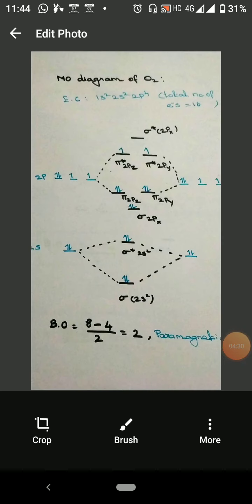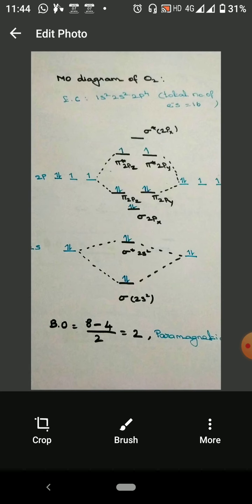Next example, the oxygen molecule. The atomic number of oxygen is 8, so the electronic configuration is 1s2 2s2 2p4. The total number of electrons of the oxygen molecule is 16. So we apply the second order. That means in this condition, after filling the 2s orbitals, the electrons enter the sigma 2px orbital, and only then do they enter the pi orbitals. So we must remember this condition.